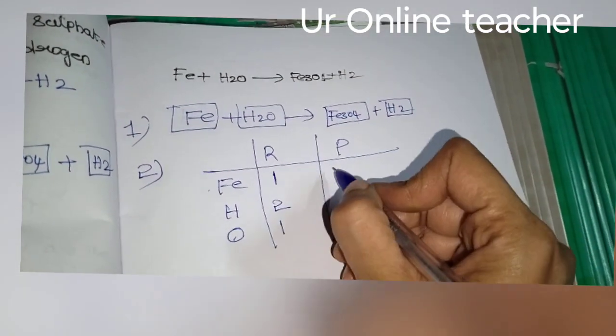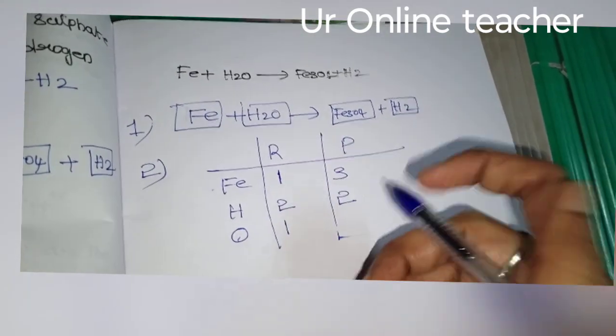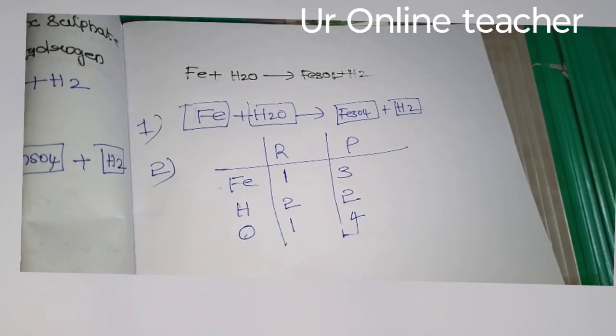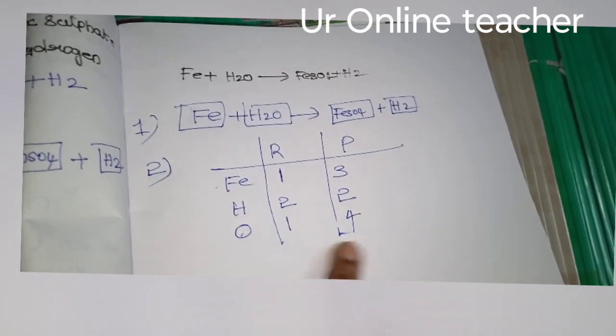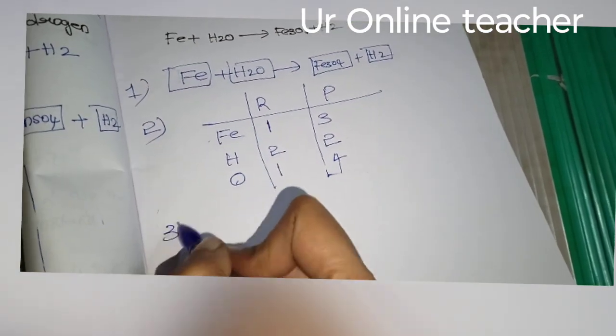Iron, how many are there? 3. Hydrogen, how many are there? 2. Oxygen, how many are there? 4. Then here see, iron is not balanced, oxygen is not balanced. Then we start balancing. That is the third step.